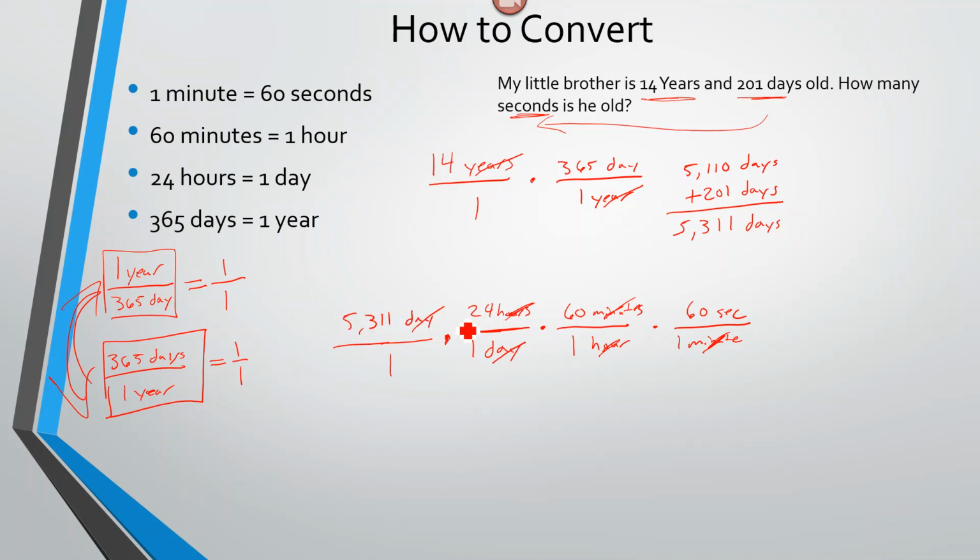We have 5,311 times 24 times 60 times 60 for the numerator. And that's going to be equal to 458,870,400 seconds. And then, of course, all the units in the denominator were canceled out. So there is no units for the denominator. The math for the denominator is just 1 times 1 times 1 times 1, which is just 1. And everything's assumed to be over 1, so we don't even have to write that. We could write it out, over 1, but we don't need to do that. So that is our final answer.